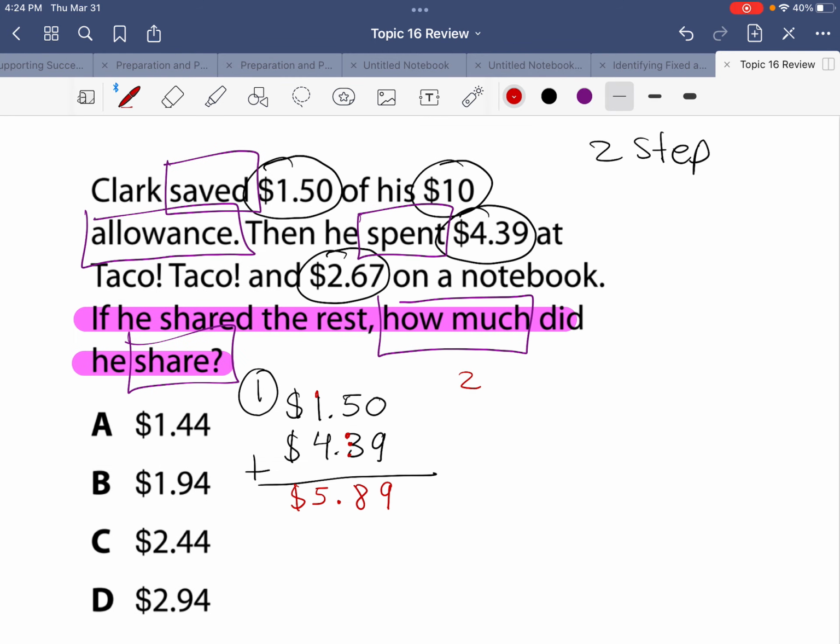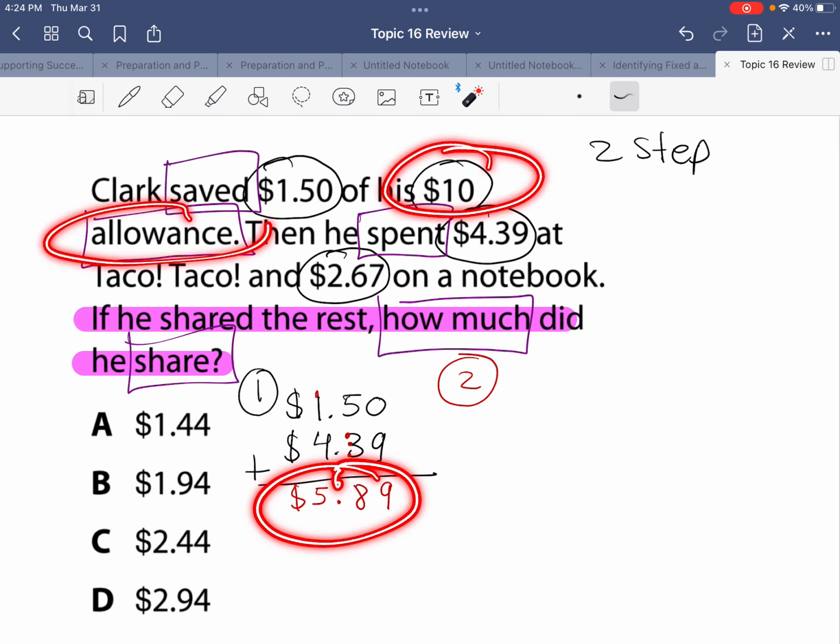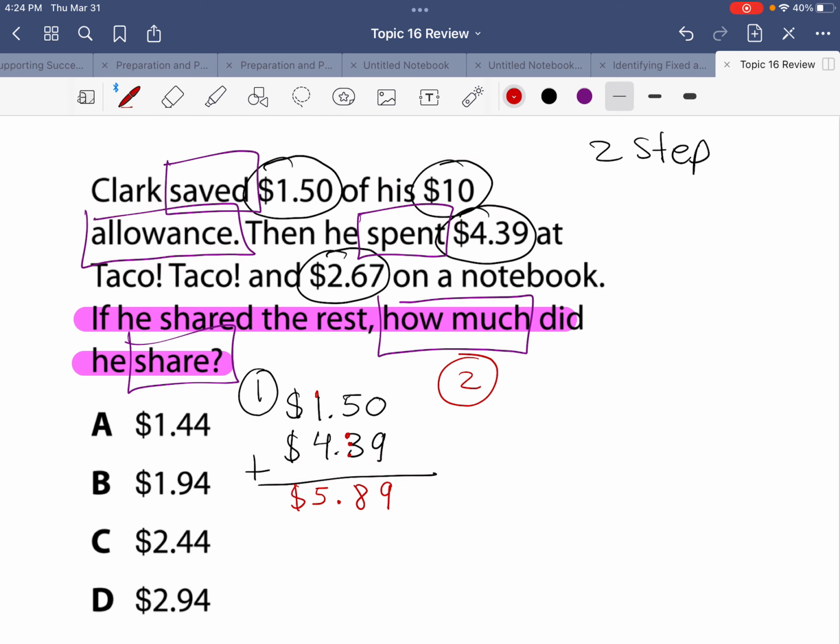My second step is I'm going to take what he spent and he saved and subtract it from what he originally had. He originally had $10. So I'm going to do $10 minus $5.89.